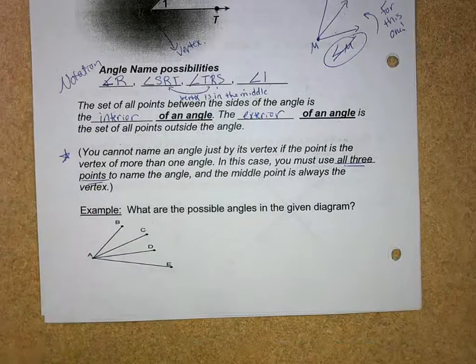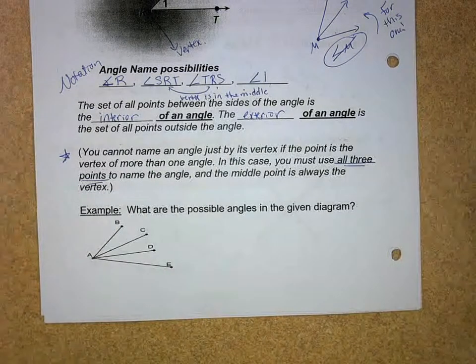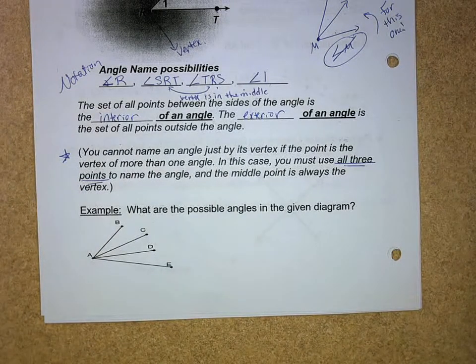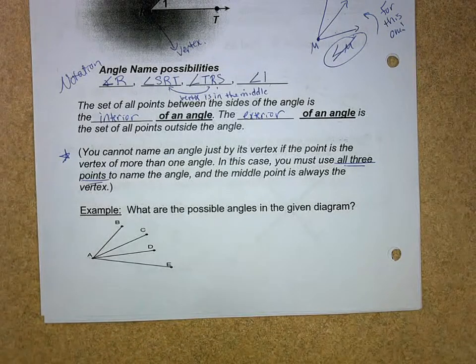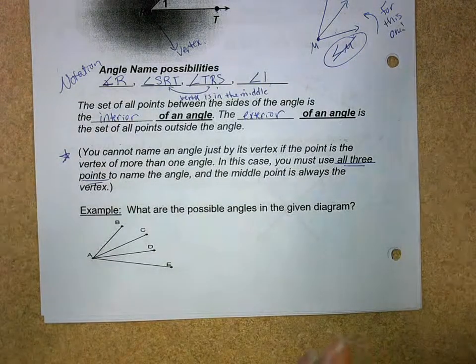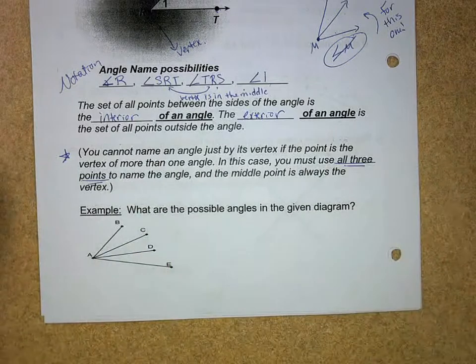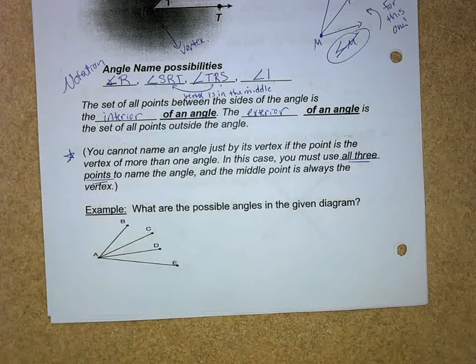Now, next one. What are the possible angles in the given diagram? I want you to be able to see every single possibility. Again, here's our problem solving. What do I have? A pretty complicated diagram that has a whole bunch of angles. Where do I want to go? I want to name all the different angles. How am I going to get there? By playing connect the points to form them. And notice A is going to be used every single time when I name these.